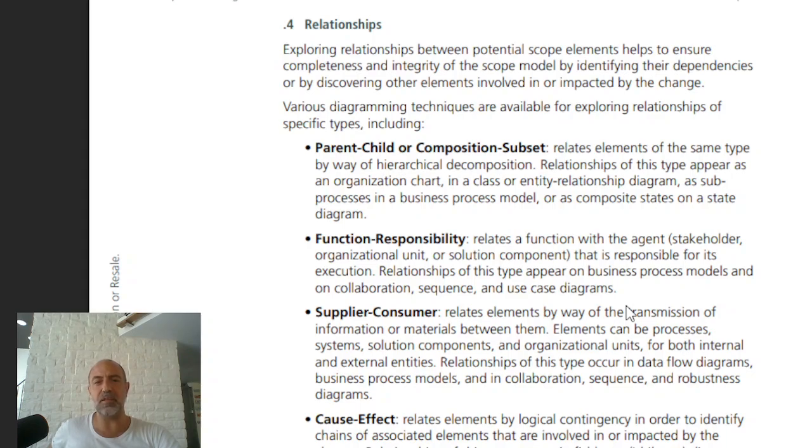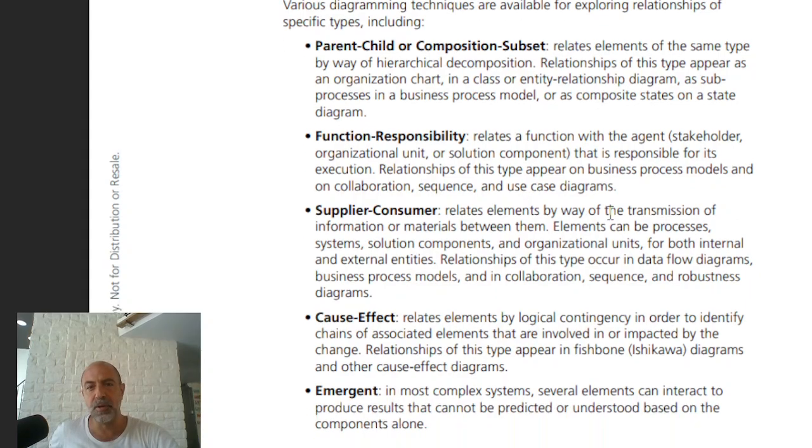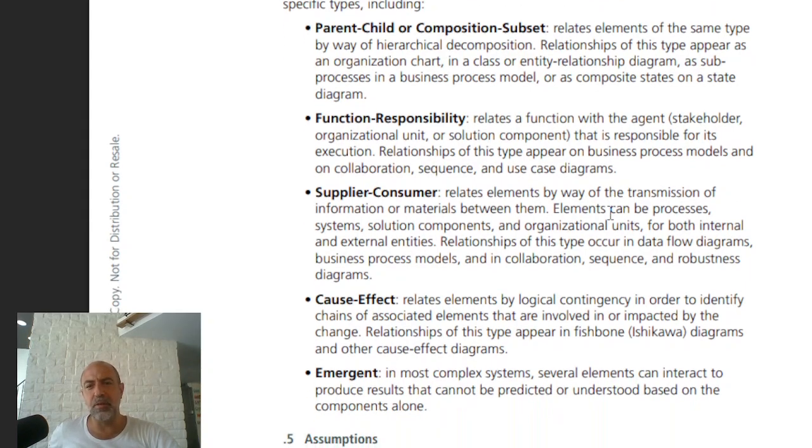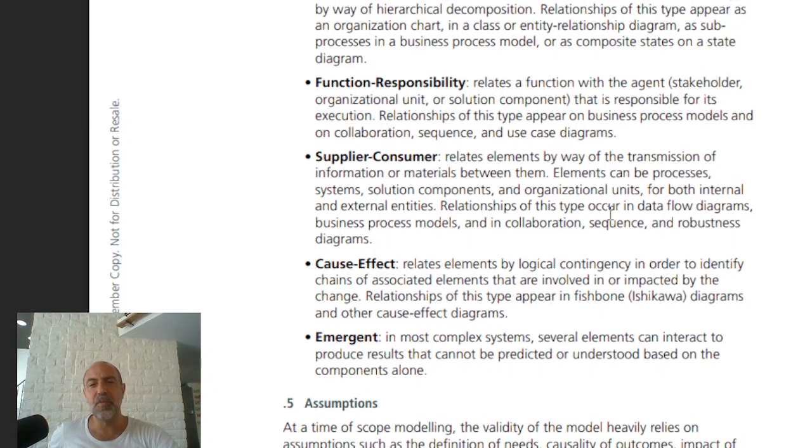Various diagramming techniques are available. Parent-child or composition subset relates elements of the same type by way of hierarchical decompositions. They appear as a chart, class-entity relationship diagram. There's functional responsibility, which relates a function with an agent, stakeholder, organizational unit or solution component that is responsible for its execution. That's the function and its responsibility and what it's connected to.